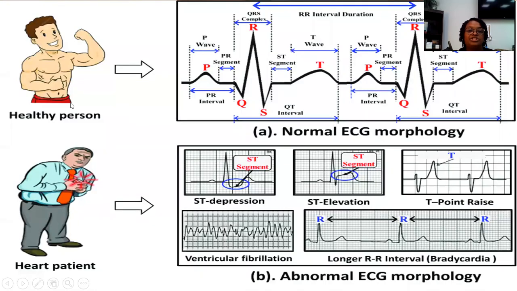Okay, so here's an illustration of a healthy person, what their normal PR interval duration and segments should look like. And then here's a person who's having a heart attack. You'll start getting the ST depression, ST elevation, and that person can also progress to ventricular fibrillation.